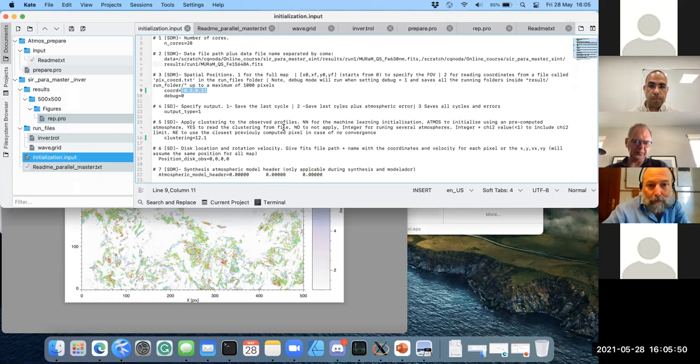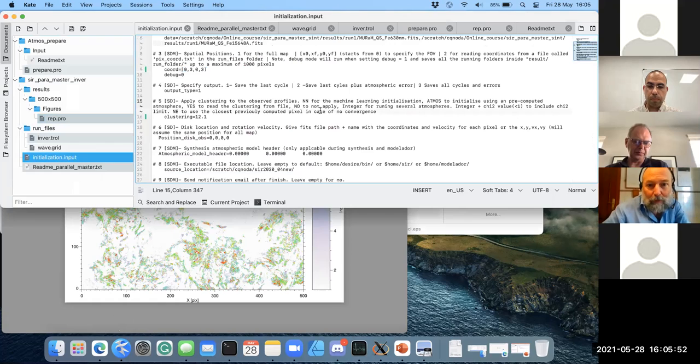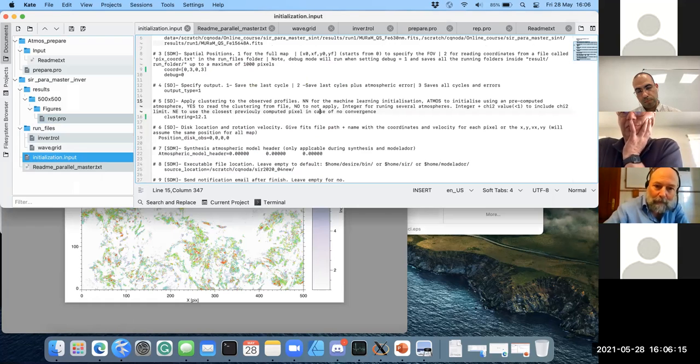No, but I think we are talking about different things. What Basilio firstly explained is what I understand as clustering. You cluster the data, then you take the representative profiles and make the first inversion, and you take the resulting model atmosphere of this inversion of the representative profiles as initial guess for every pixel in the cluster. Exactly. That is what I would call a clustering-based inversion.